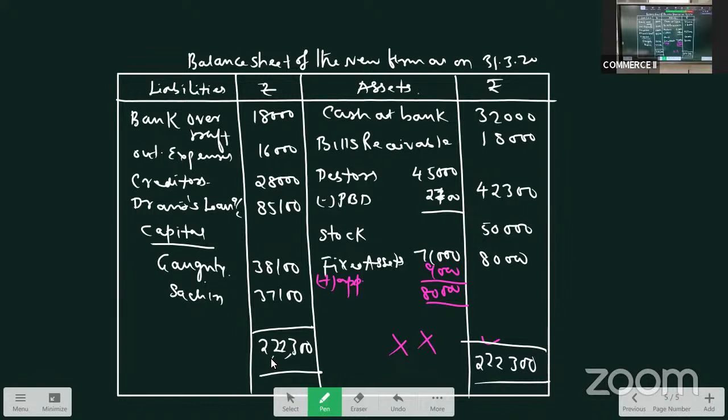Okay, is it okay? We are doing a retirement problem where we are doing the treatment of goodwill. Goodwill is raised and written off. When goodwill is written off, it will not appear in the balance sheet. We are doing that method. So, hope this is clear to you all.